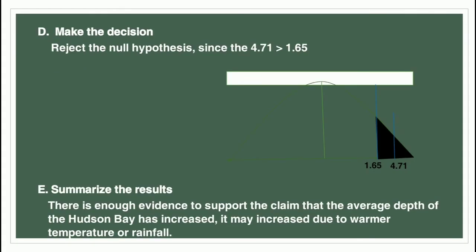For the fourth step, make the decision. The decision is to reject the null hypothesis, since 4.71 is greater than 1.65. As you can see in the illustration below, the test value is greater than the critical value. For the fifth step, summarize the result. There is enough evidence to support the claim that the average depth of the Hudson Bay has increased. It may increase due to warmer temperature or rainfall.